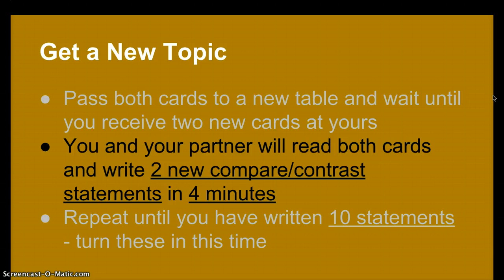So it completes the circle. Once you have 2 new cards, please read both cards and write 2 new compare-contrast statements in under 4 minutes. You're going to repeat this step in 4-minute intervals until you have 10 written statements on your lined paper. So that means you're going to read 5 sets of index cards. Please pause the video and complete this. Once you are done, turn your lined sheet of paper in.